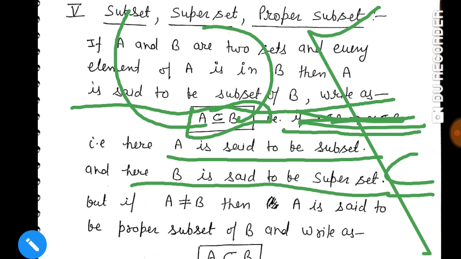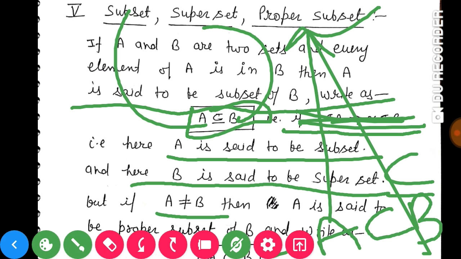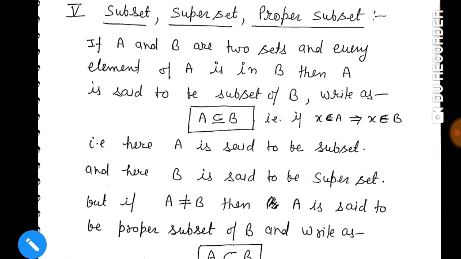What is a proper subset? If A is not equal to B, then A is said to be a proper subset of B, written as A ⊂ B. In this case we do not apply the is-equal-to sign. Here B is said to be a superset of A. Okay, come to the next topic.